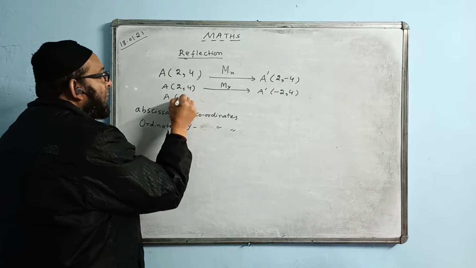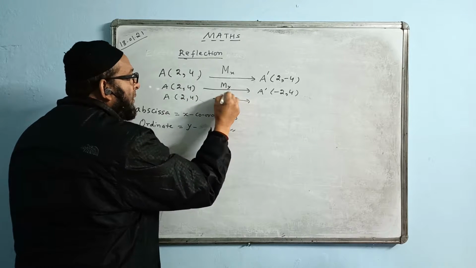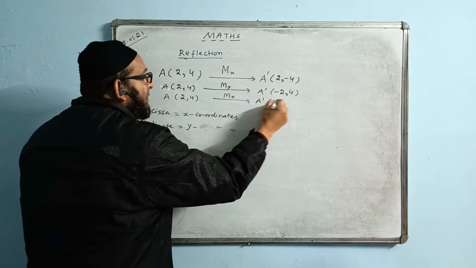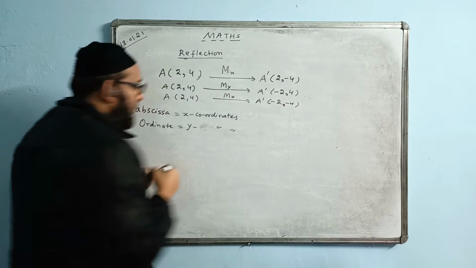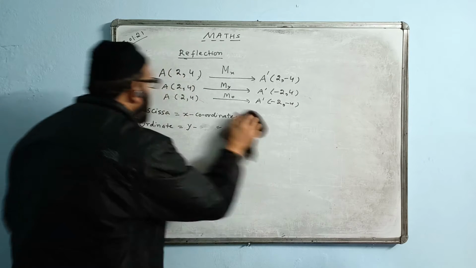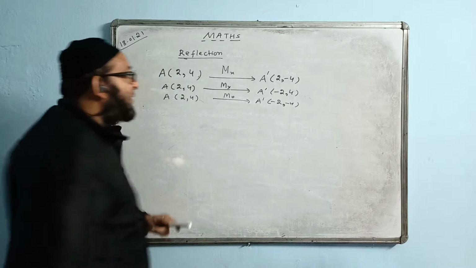And when we reflect in the origin, the sign of both will change now. That is, it becomes (-2, -4). So this is quite simple. We have got 3 types of reflection.